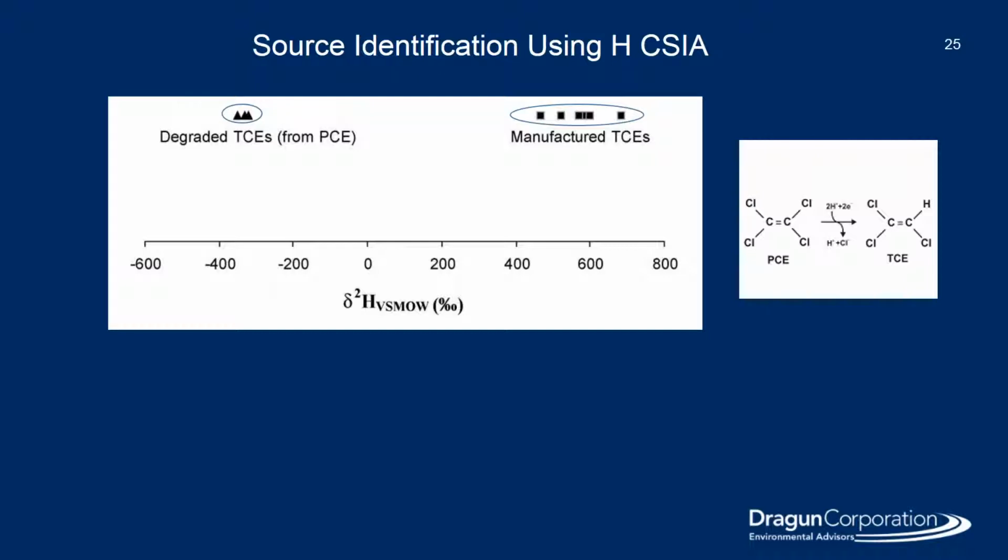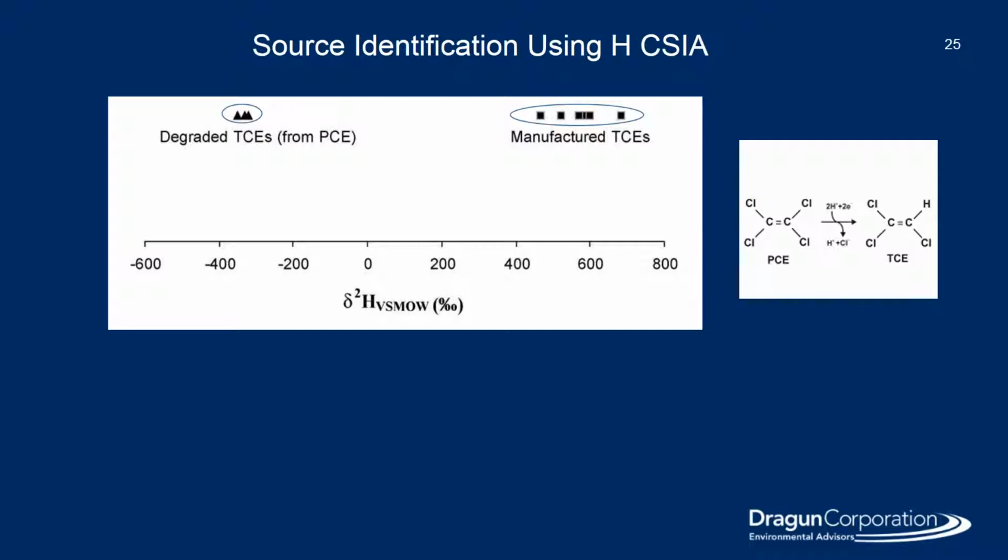So how can we use hydrogen isotopes to identify different sources? Here you can see the reported hydrogen isotopic ratios for TCE as a byproduct of PCE degradation, and isotopic ratios of manufactured TCE. As you can see here, manufactured TCE has highly positive values, but TCE from PCE biodegradation has negative values.